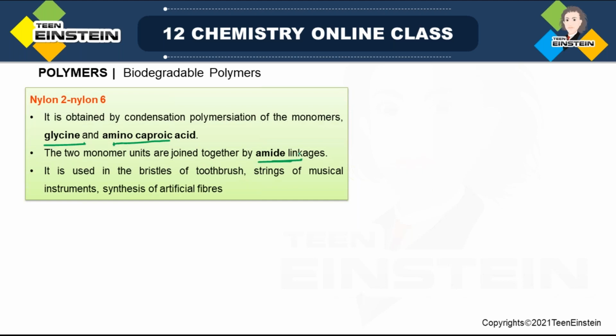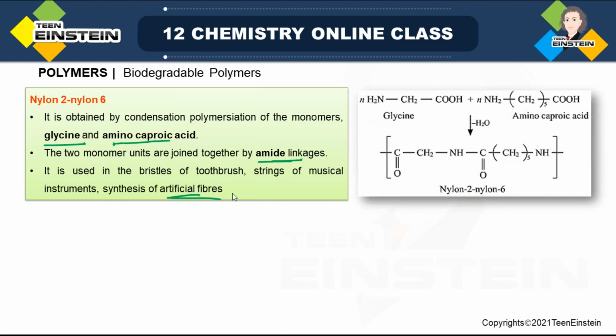It has an amide linkage, that means it is a polyamide. For example, the previous PHBV is a polyester, while this one is a polyamide. It is used in the bristles of toothbrushes, strings of musical instruments, and synthesis of artificial fibers. So this is the synthesis. Glycine, the first monomer, has both NH2 and CO2H groups. Aminocaproic acid also has both NH2 and CO2H groups. So the NH2 group of aminocaproic acid can react with the CO2H group of glycine. Similarly, the CO2H end of aminocaproic acid can react with the NH2 end of glycine. In this way it will continue.